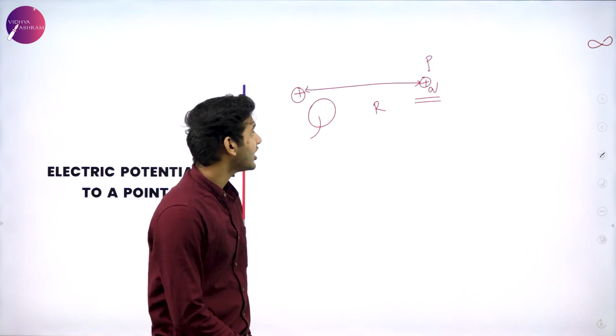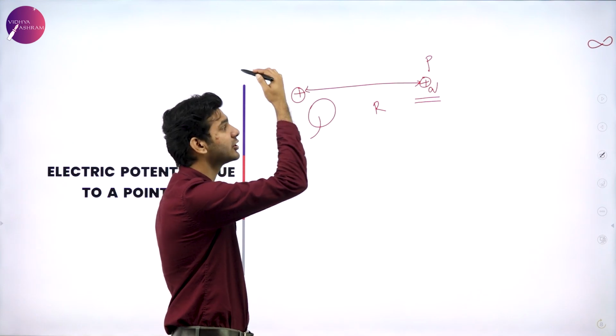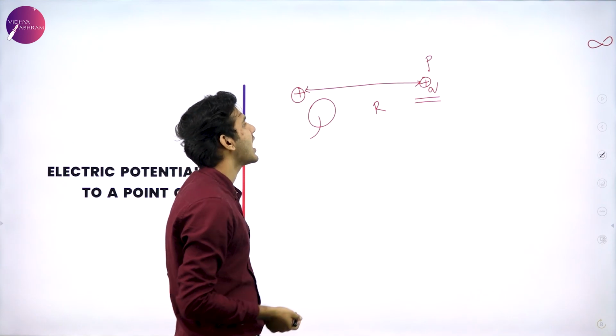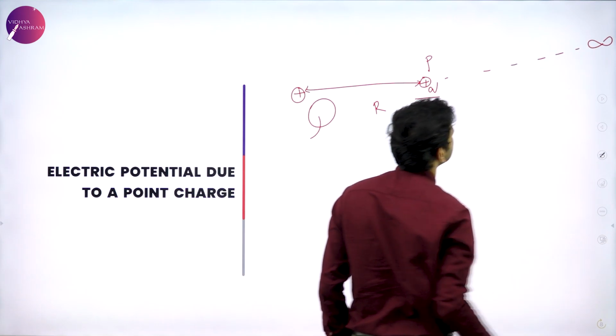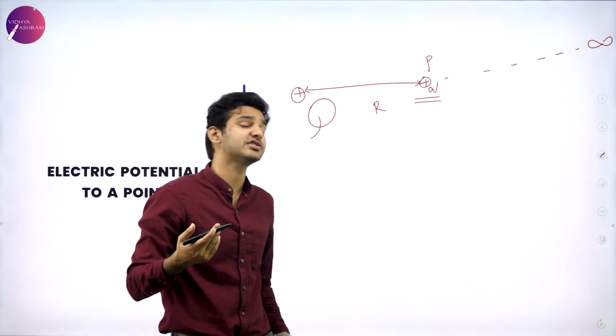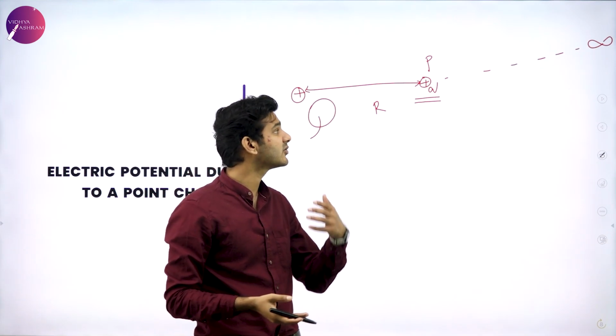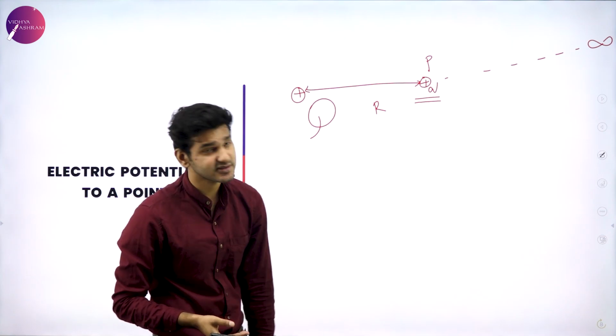As I told you, I'm coming from infinity to a particular point, let's say P, and I have a test charge in my pocket. Infinity is too far of a stretch. It just means that I'm coming from a really long distance.